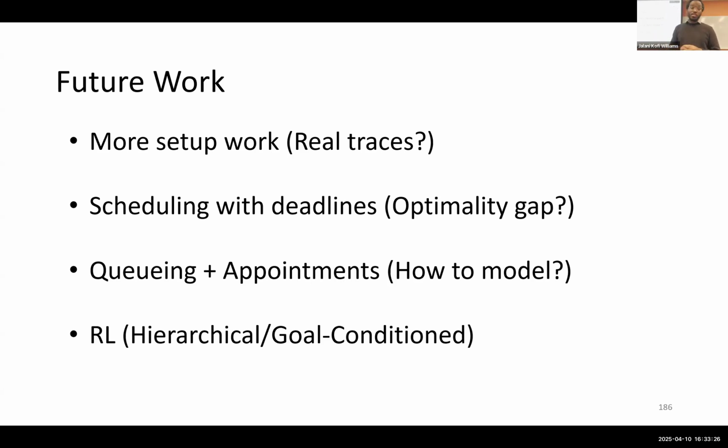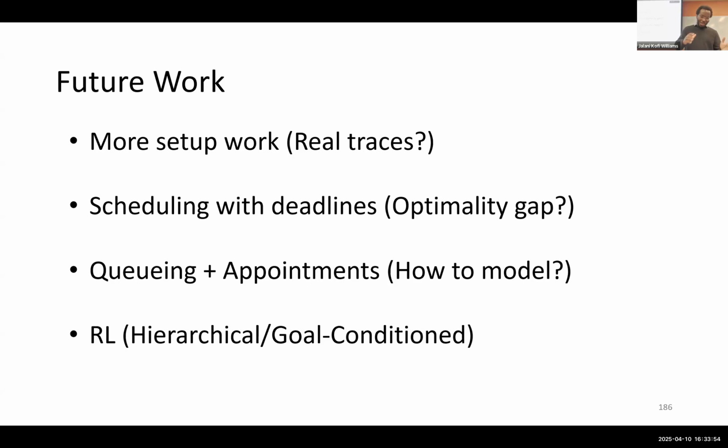Another thing I'm interested in is scheduling with deadlines. Assume that after a job arrives, you have 10 seconds or something before it expires. We have some policies for scheduling those jobs, but we don't have a great idea of how far we are from optimality with respect to those policies. And so I've been looking into that recently.